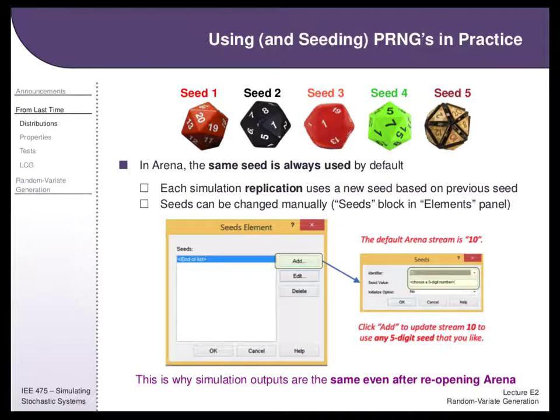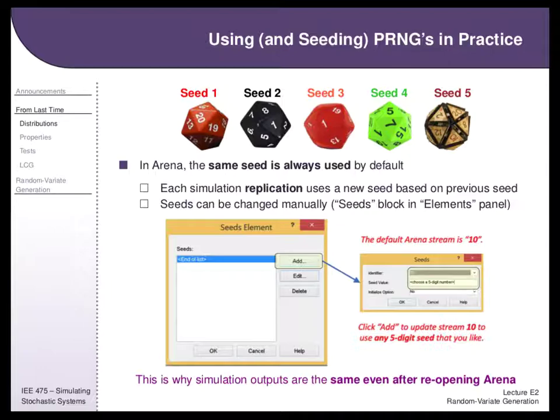The weird thing about this, when you start using Arena, is every time you open Arena and hit run on the same model, you get exactly the same output. That doesn't seem good, but that's why we have replications in Arena. We can say, okay, Arena, run 10 replications, and it will guarantee that each of those 10 replications starts with a different seed. So those become 10 independent experiments that you've done.